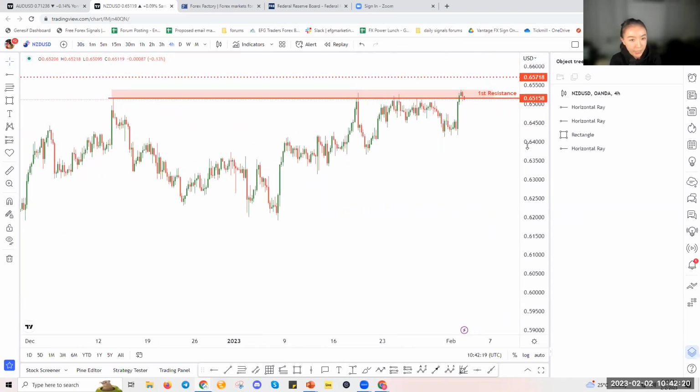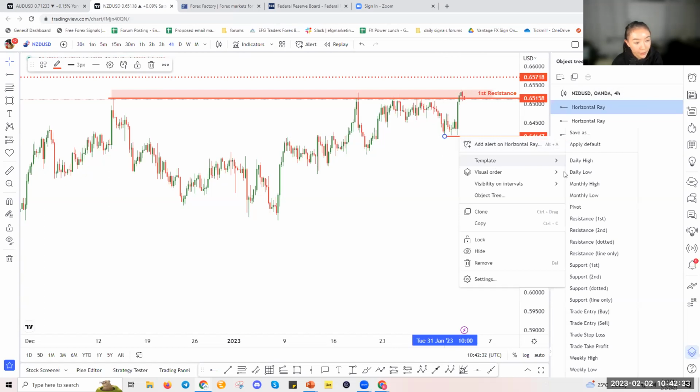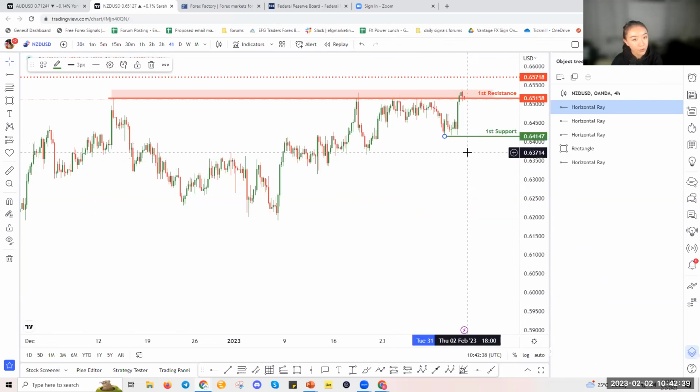Same as Aussie. So this Kiwi dollar also, the first support line, I will just find some place like this place. There are many touches here and is recent swing low. So this is our first support, and you can see the price touched there, then bounced back, touched a second time, then back. Then this is the third time.